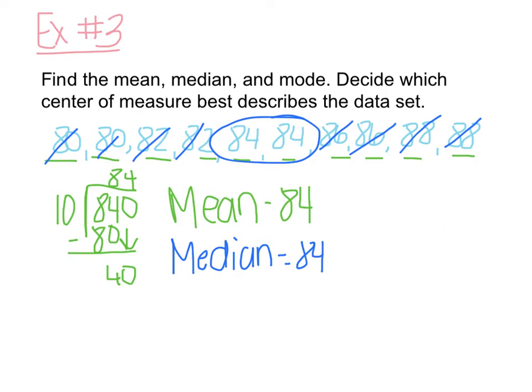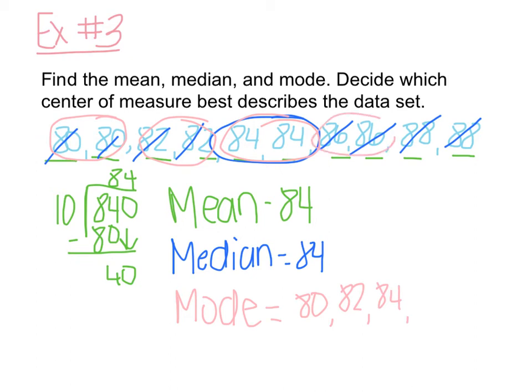And we have quite a few modes in this problem. And yes, you can have more than one because it just matters which one shows up the most. So there could be more than one number that shows up the most. We have two 80s, two 82s, two 84s, two 86s, and two 88s. So we have 5 different modes: 80, 82, 84, 86, and 88.